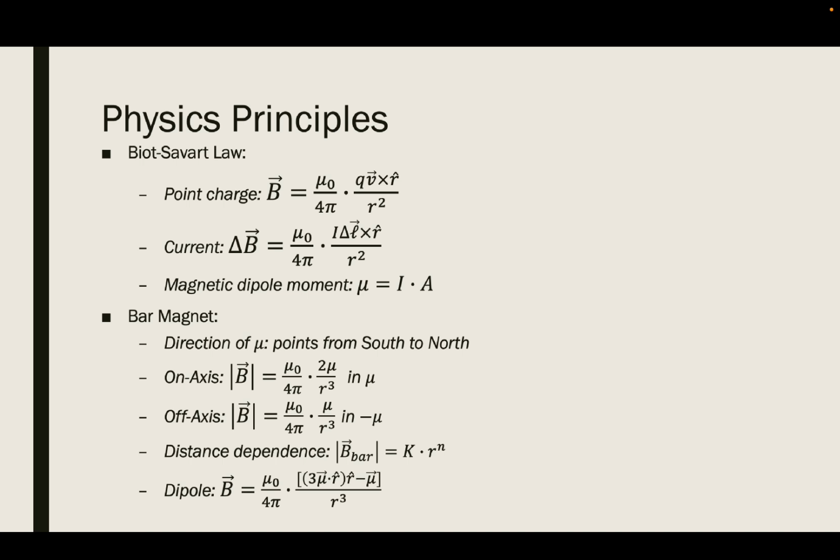We can summarize the distance dependence relation by B equals K times r to the n, while we can get the n and K after the measurements. The K here is a combination of constants and parameters such as magnetic moment. In the coding part, to calculate the magnetic field of a 45-degree off-axis bar magnet, we'll use this equation.